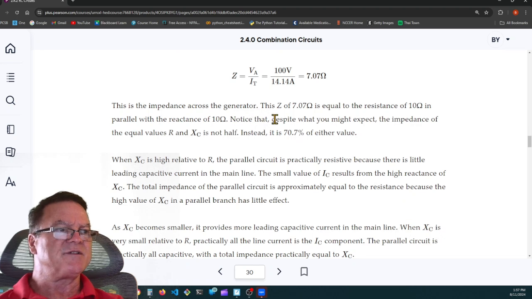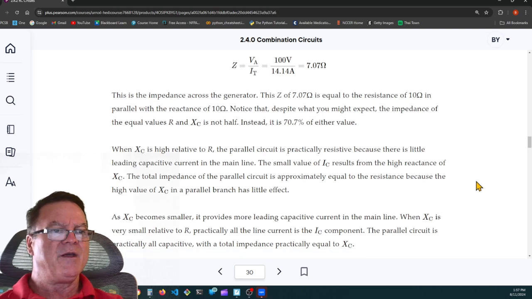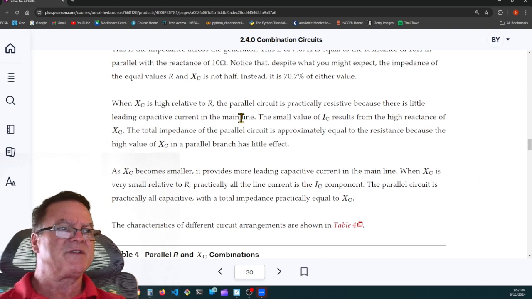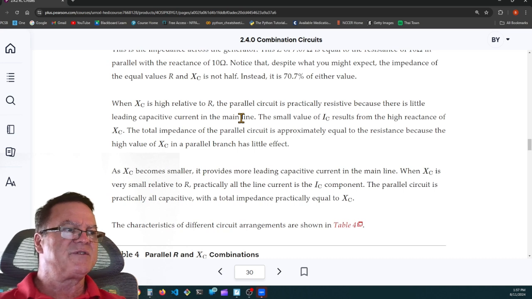This is the impedance across the generator. The impedance of 7.07 ohms is equal to the resistance of the 10 ohms in parallel with the reactance of 10 ohms. Notice that despite what you might expect, the impedance of the equal values R and X sub C is not half. Instead, it is 70.7% of either value. When X sub C is high relative to resistance, the parallel circuit is practically resistive because there's little leading capacitive current in the main line.